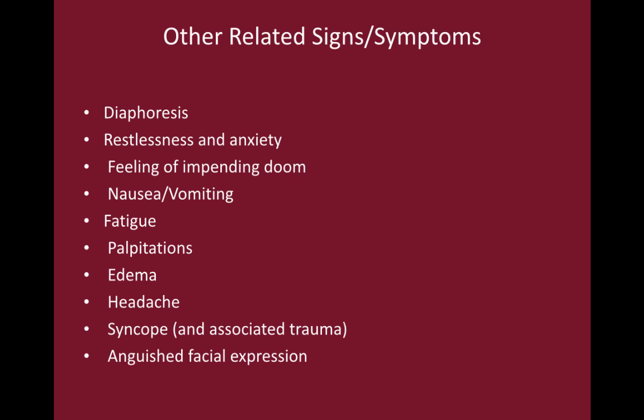And those things, this one and this one and even this one, that's going to be that sympathetic nervous system. And that sympathetic nervous system is going to be pretty difficult for somebody to fake, right? So when you see that diaphoresis, that restlessness and anxiety, that feeling of impending doom, that nausea, vomiting, that's a real good indicator that something's going on, that the body's going like, hey, I don't really care for what's going on.